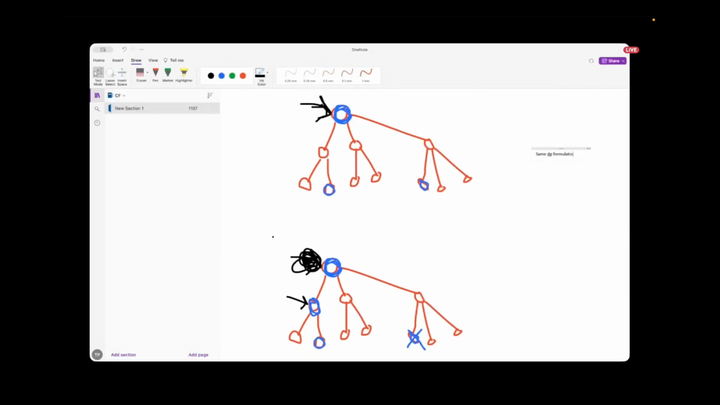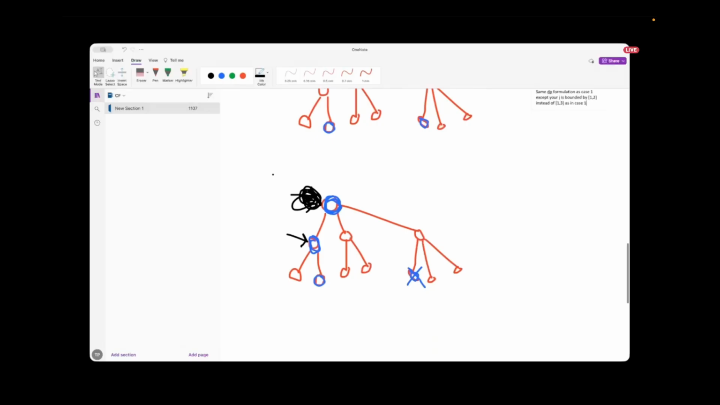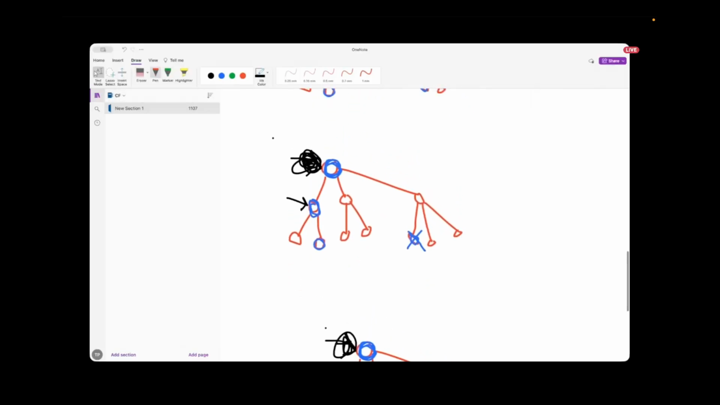It's the same DP formulation as case one, except your value J is bounded by 1 to 2 instead of 1 to 3 as in case one. Since we don't need to worry about finding the third node in here, since we've already fixed our third node to be the LCA that we're currently on.